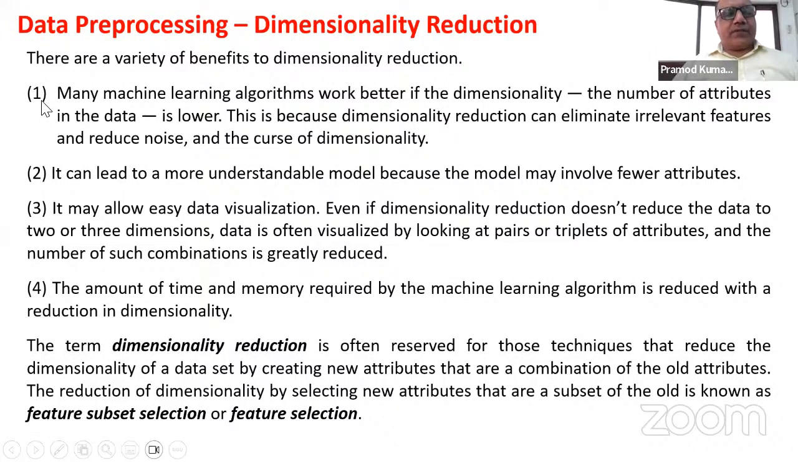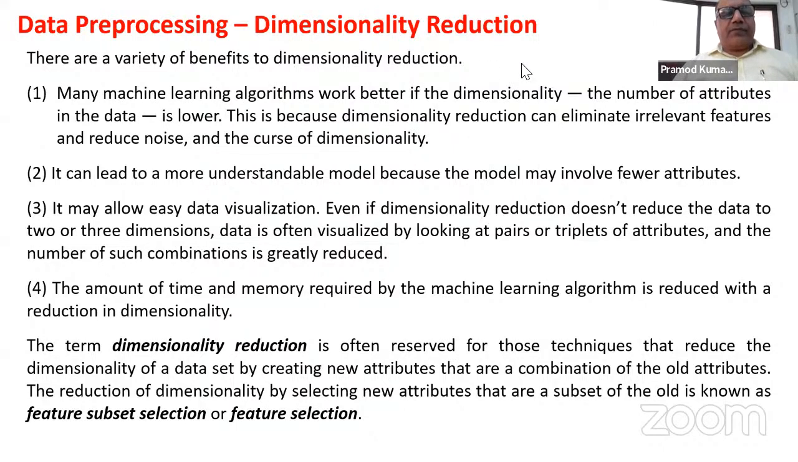So the first point simply says that a lot of benefits are obtained by dimensionality reduction. And the first benefit is that lesser is better, not more is better. And why is it so? Because a few of the features are irrelevant. The second is that it can lead to a more understandable model, because the model may involve fewer attributes. Attributes are nothing but the features. Attribute, dimension, feature, they are all synonyms of each other.